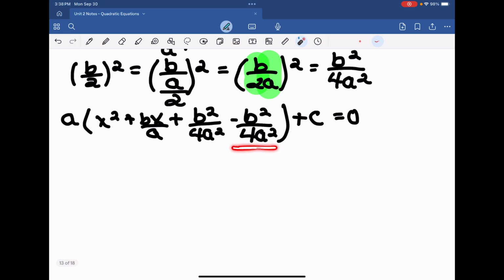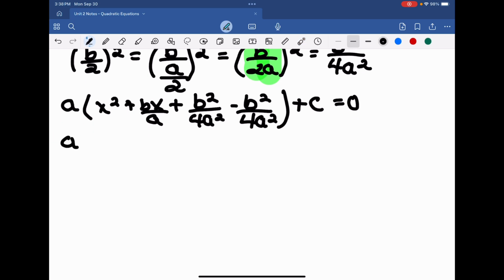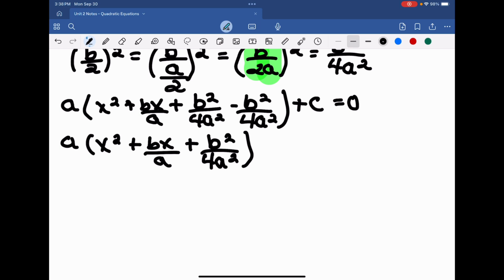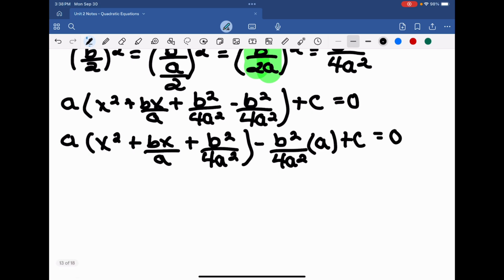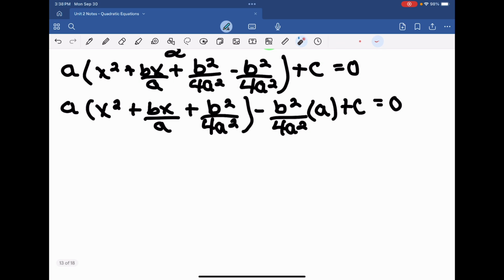In the previous problems, if we wanted to take out this negative term, we had to multiply it by the a, or the coefficient out front. So this is now going to become a, x squared plus bx over a plus b squared over 4a squared. Close the bracket. Now it's going to become this negative b squared over 4a squared multiplied by a, plus c is equal to 0. Now I'm going to do two things in the next step here.